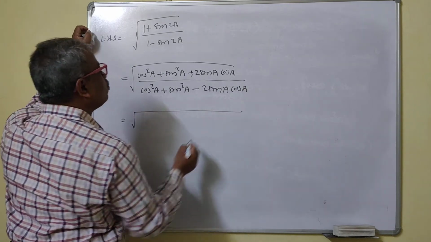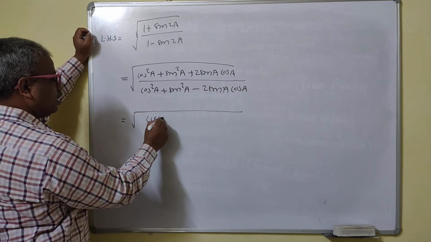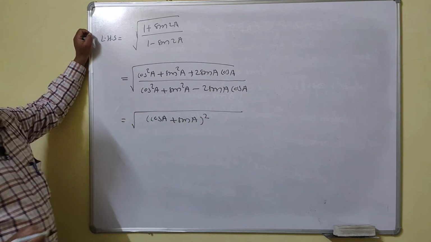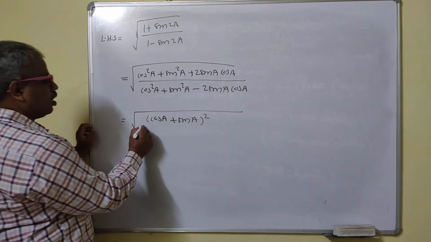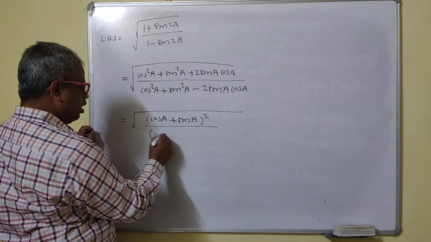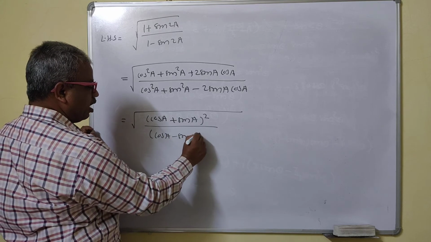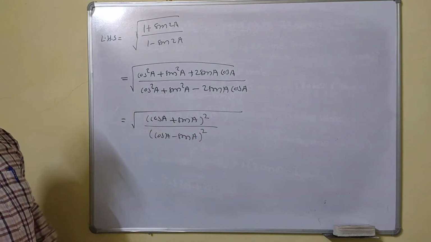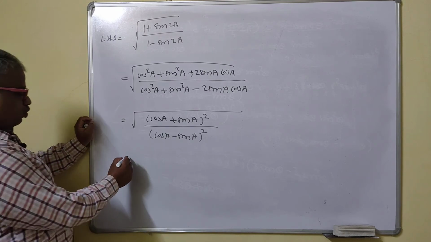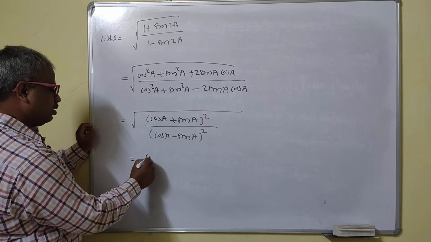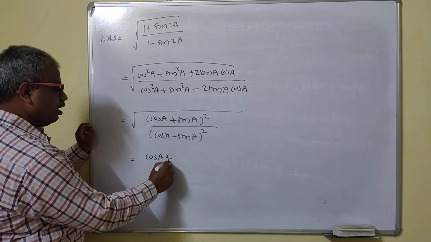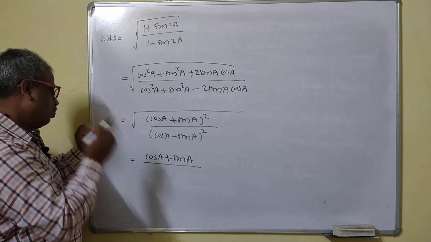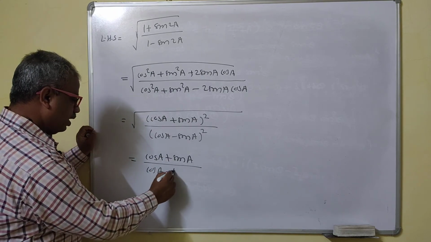Now see, your numerator is what? (Cos a plus sine a) whole square. And your denominator is what? (Cos a minus sine a) whole square. Now both numerator and denominator are squares. So that means the root gets cancelled and also the power gets cancelled. So this is simply (cos a plus sine a) upon (cos a minus sine a).